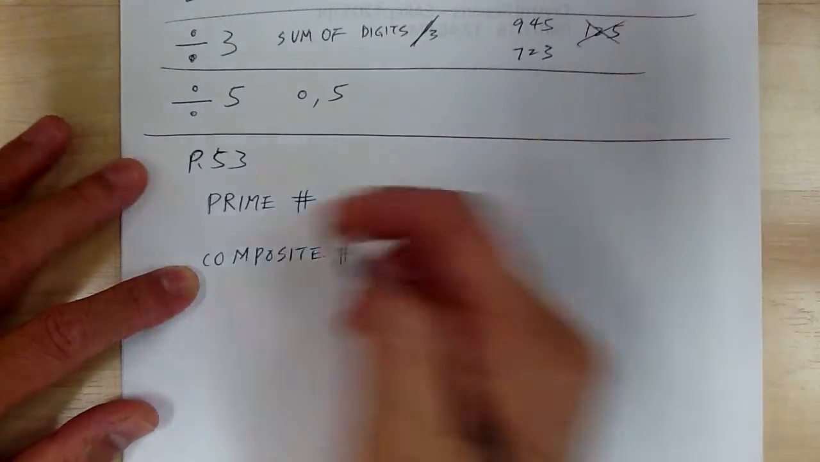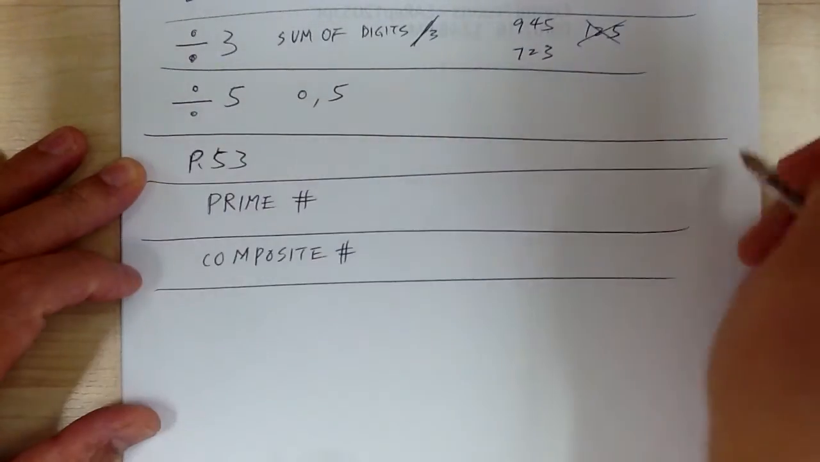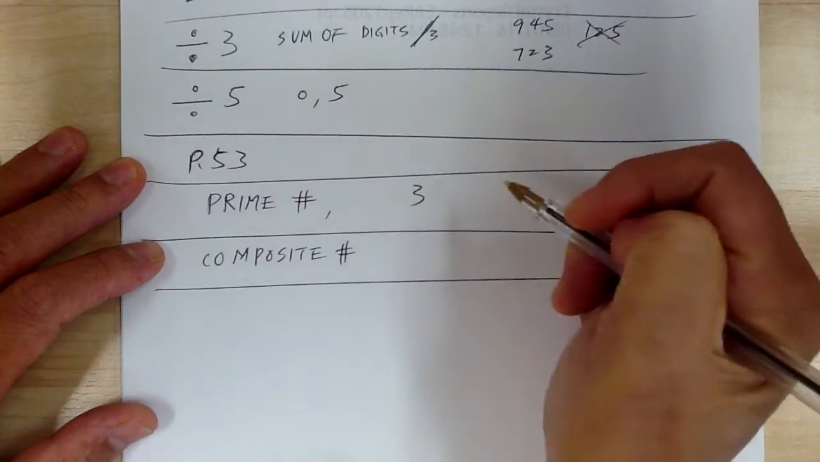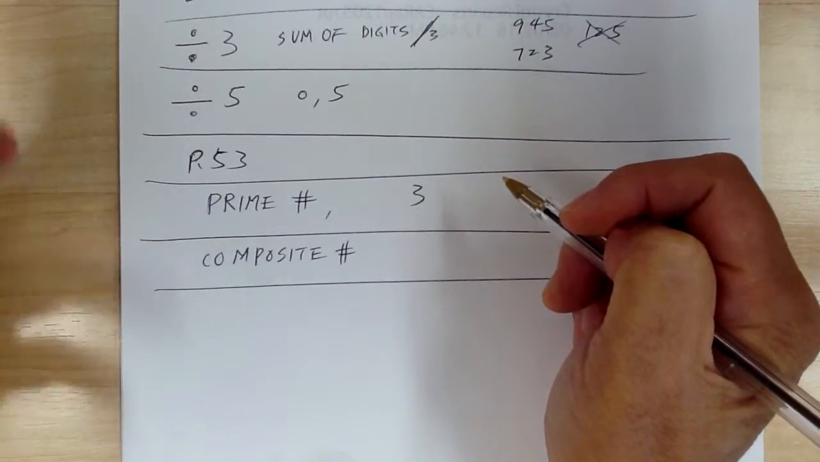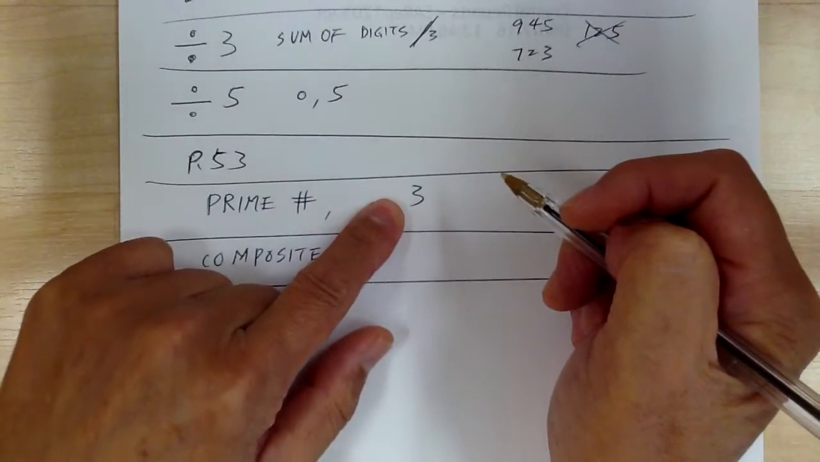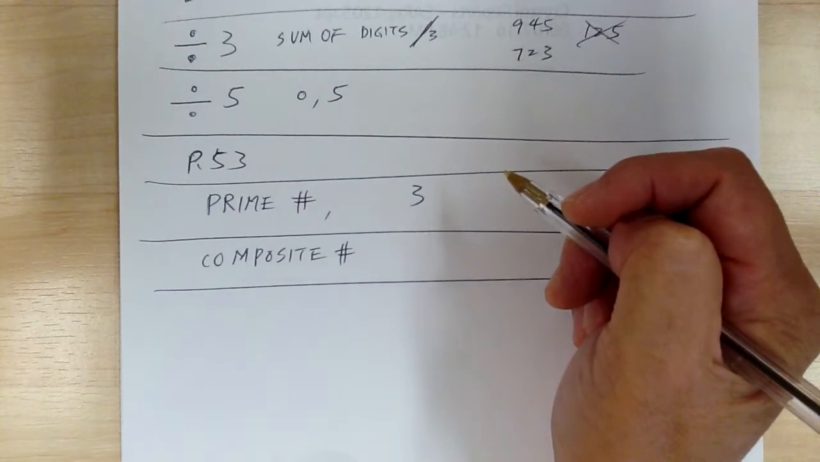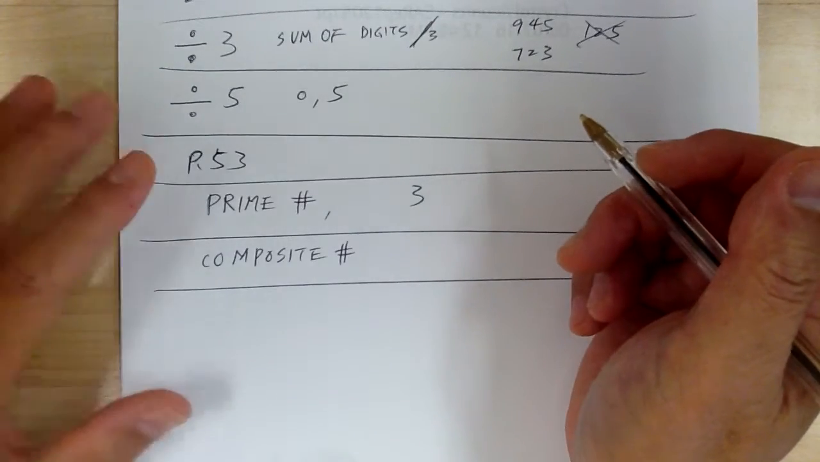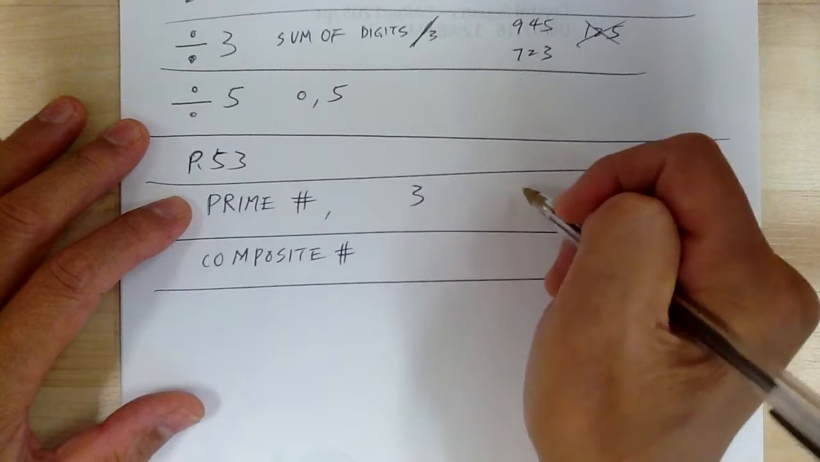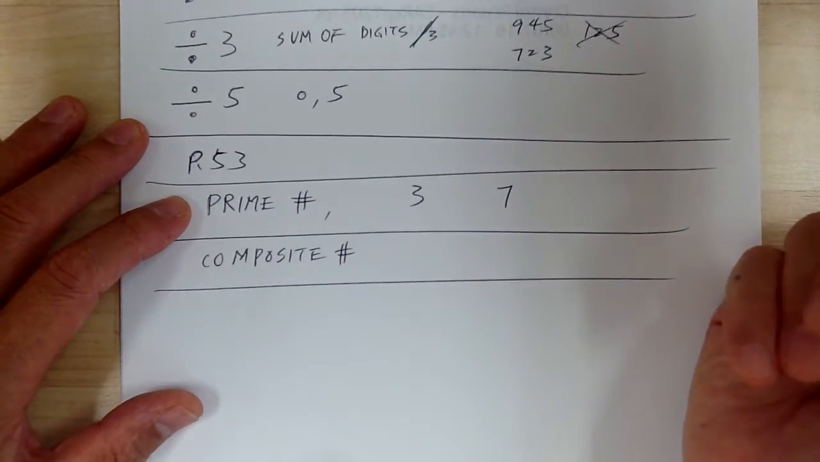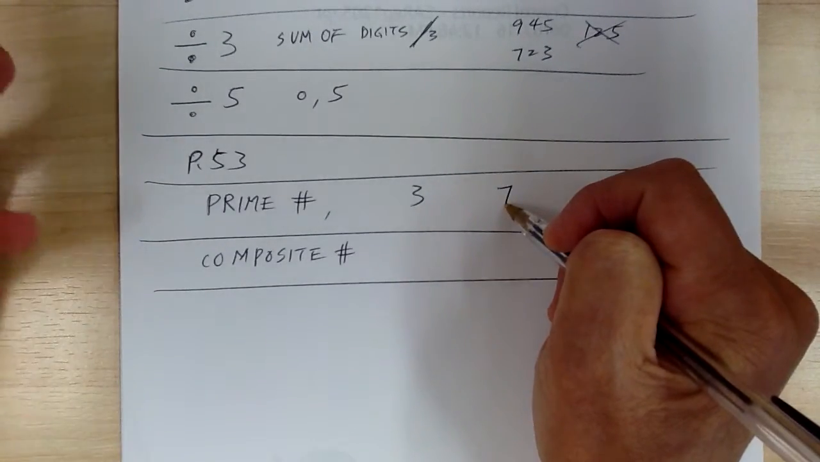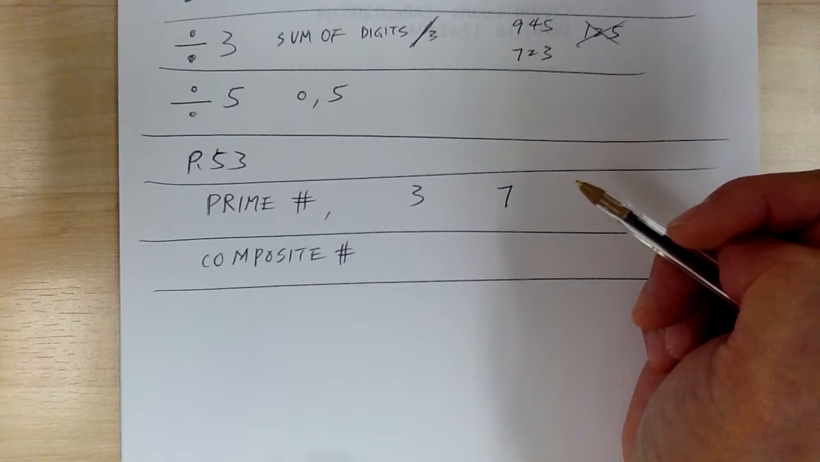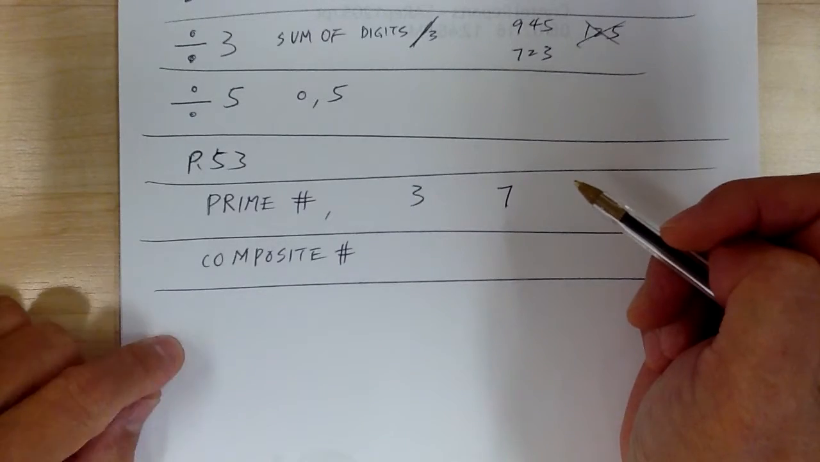So let me give you some examples. For example, 3. 3 can divide by 1 and 3, right? That's it. So this is a prime number because you can only divide by 1 and 3. You can only divide by 2 numbers. Another example of a prime number would be 7. You can only divide by 1 and 7. That's it. So when you can only divide by 2 numbers, it's a prime number. When it can divide by more than 2 numbers, it's a composite number.